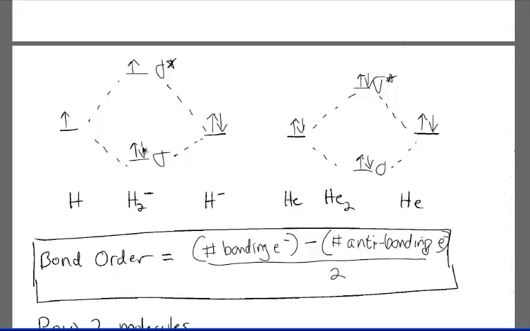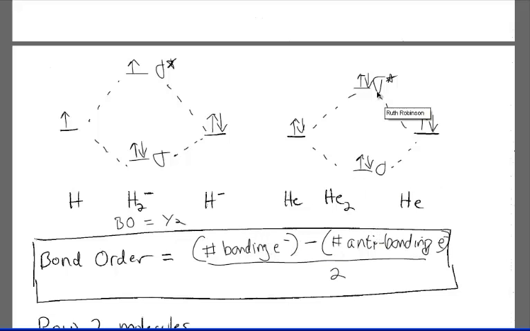The number of bonding electrons in H2 minus is 2. The number of antibonding is 1. So 2 minus 1 is 1, divided by 2. So the bond order for H2 minus is 1/2. For helium, the number of bonding is 2.